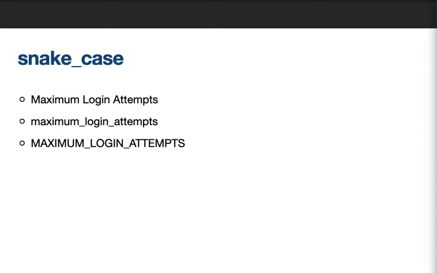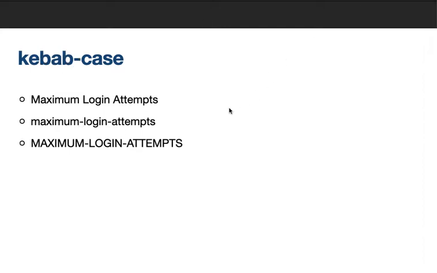Kebab case replaces each instance of space with a dash. For example, if lowercase words are separated with a dash, it is called lower kebab-case, and if uppercase words are differentiated by an instance of dash, it is called upper kebab-case.